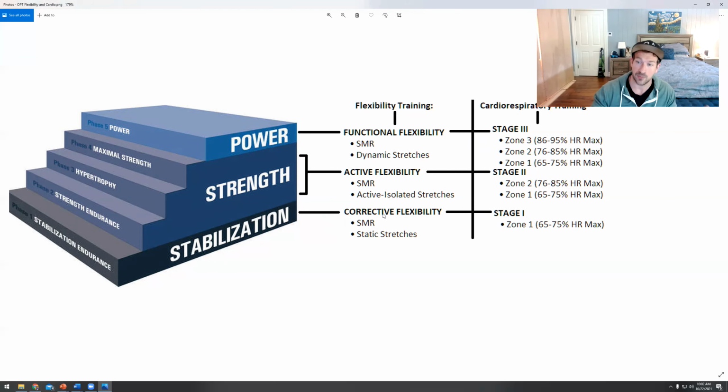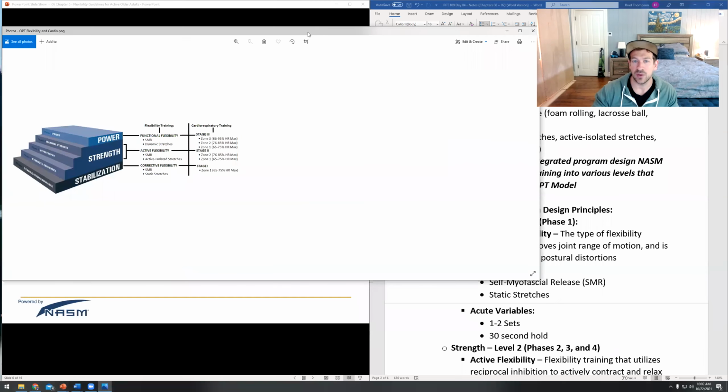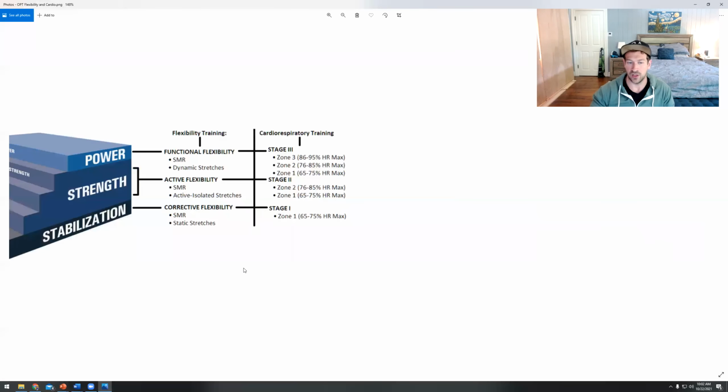And the tools that I've got within that are foam rolling and static stretches. If I got a client in the strength level, I'm going to grab my active flexibility tool bag, which also has foam rolling in it, but instead of static stretch, it has active stretches. So that's how you want to kind of think about this, because that's how they'll quiz you.